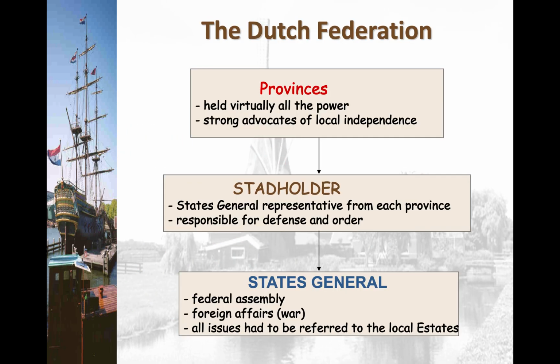Okay, let's move on. So this is just a little graph on how the political system of the Netherlands works. So you had the provinces, which virtually held all the power, and had a lot of local independence. They would elect the stadtholder, okay, who was the representative for the province, and then they would negotiate together with the States General, this Federal Assembly, on issues. And so this was an early representative type of government.